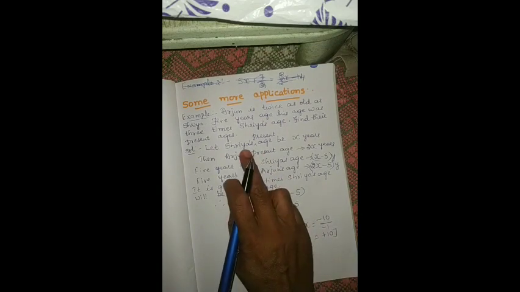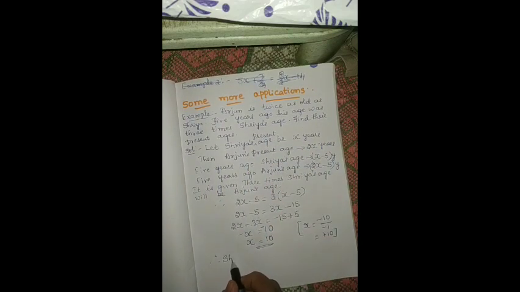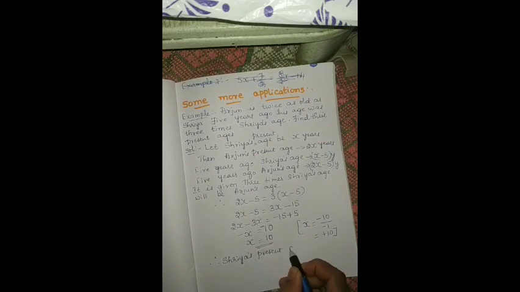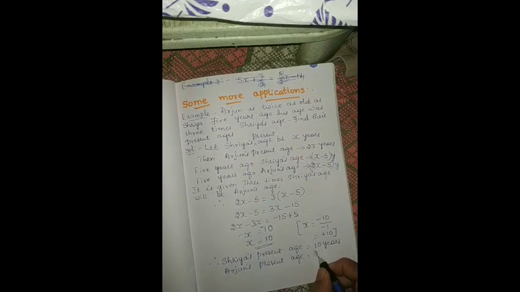What is x that we have taken in the beginning? It is Shreya's age, present age. Therefore, Shreya's present age is equal to how much? 10 years. And what about Arjun's age? Arjun's present age we need, isn't it? They asked us to find out the present ages of both. Arjun's present age will be 2 times that of Shreya. So that is 2 into x. Here it is x itself. So we wrote 10 years.